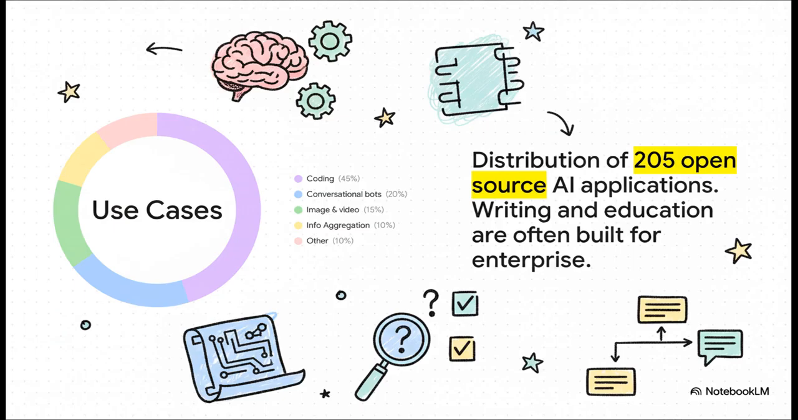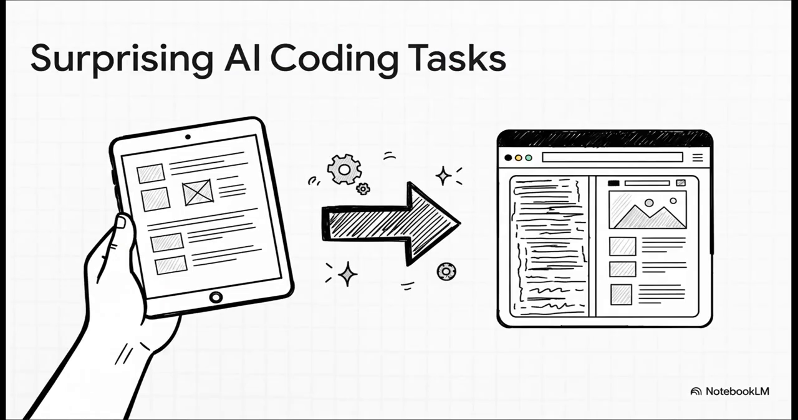But then you see these smaller slices for things like writing and education. And you might think, I thought those were big. And they are. It's just that those tend to get built as big company products, not so much as open source projects.